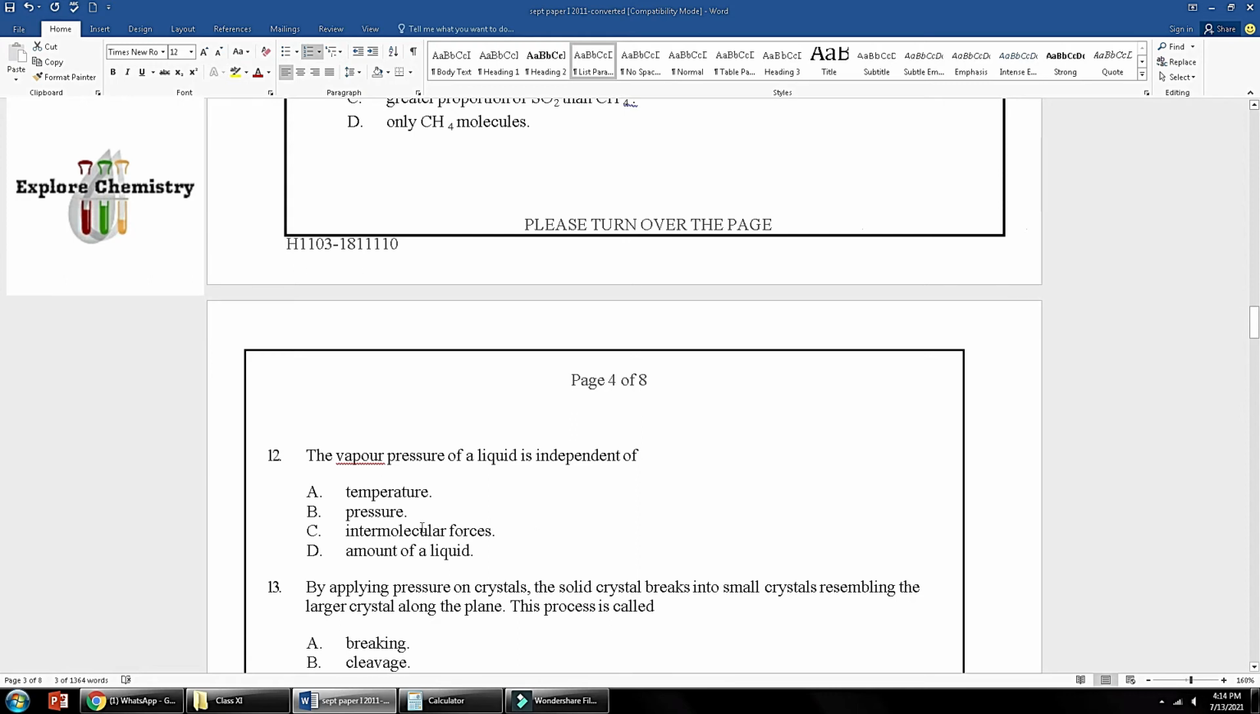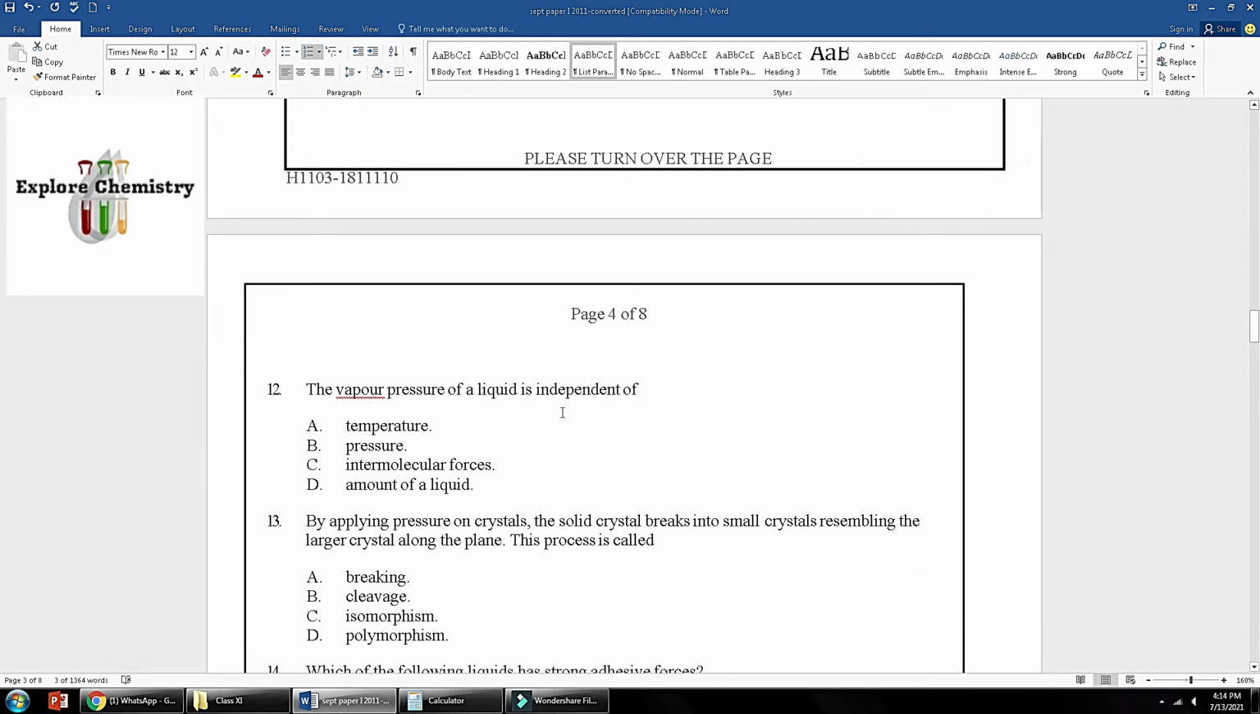Now this one is related to liquids. Vapor pressure of liquid is independent of... it depends on temperature, it depends on pressure, it depends on intermolecular forces also, but amount of liquid is not dependent on vapor pressure, it is not having any effect on vapor pressure.